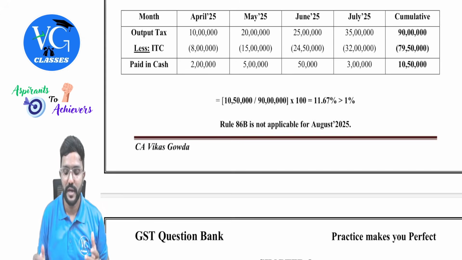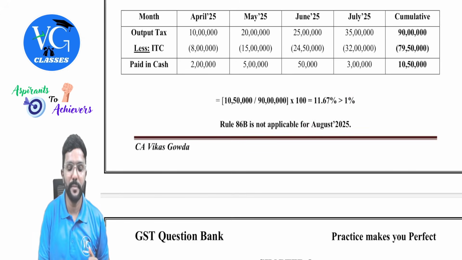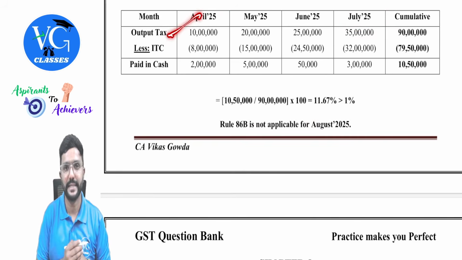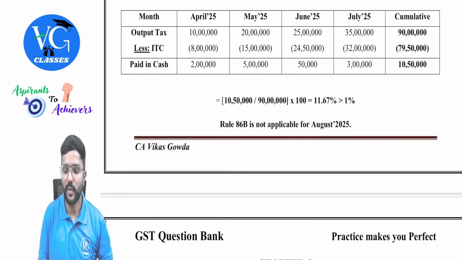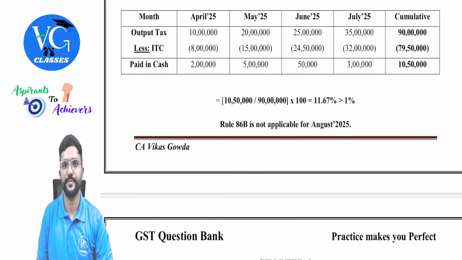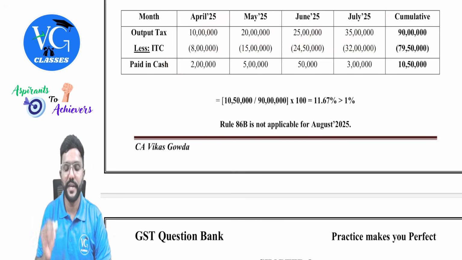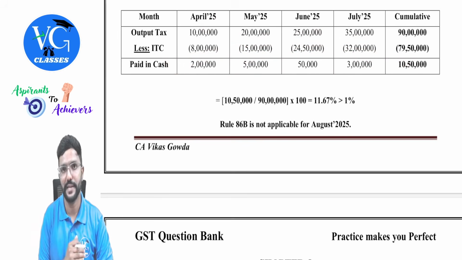Please pay attention, guys. Assume we are in August 2025. So we need to check from the beginning of the financial year till the end of last month, what is the output tax? Against output tax, what is the ITC claimed? And what is the remaining amount paid through cash ledger? Okay, so for each of the month, I have given the numbers. So for each month, the amount paid through cash ledger is 2 lakh, 5 lakh, 50,000 and 3 lakh.